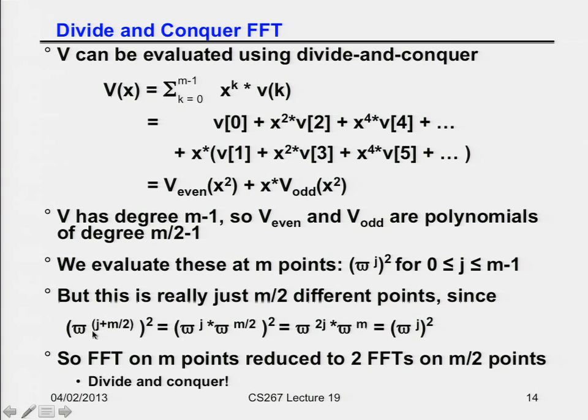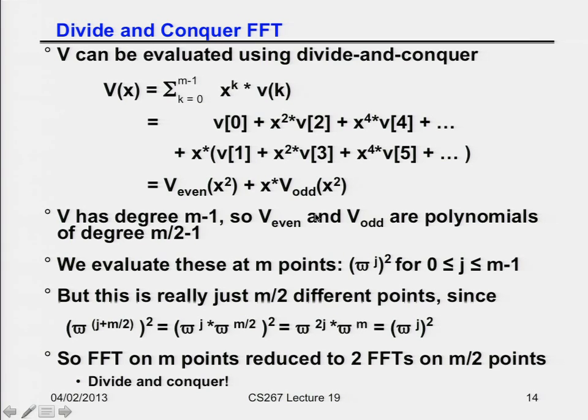I have all these roots of unity. So omega 1, omega 2, omega j. So the question is, what happens if I take omega j and the one that's a little bit farther along, halfway farther in the list, j plus m over 2, and I square them? I pull out, this is the laws of exponents, I get omega to the m. Omega to the m is 1, because omega is the mth root of unity, and so these are the same. So I only need to evaluate these two polynomials at half as many points. So now that's my divide and conquer. This is a problem of size m, and here are two problems of size m over 2.